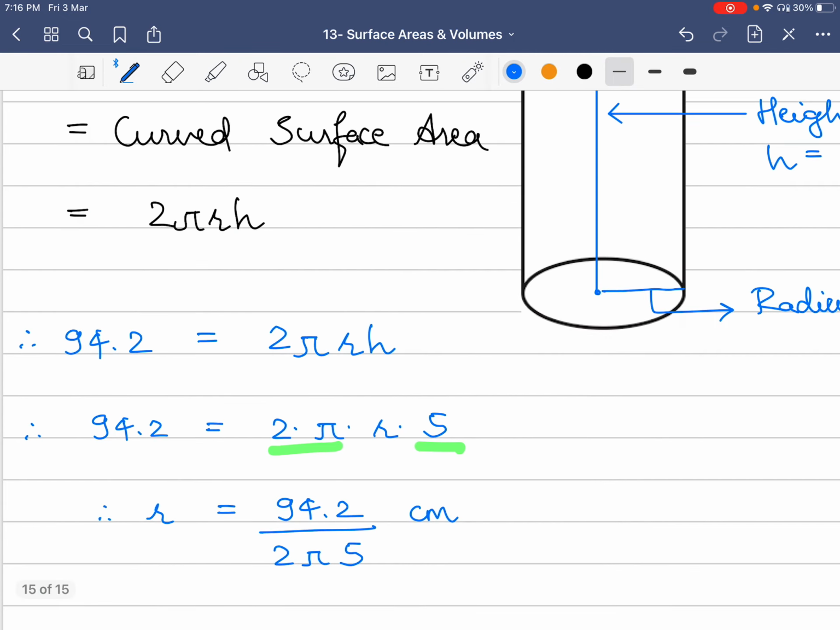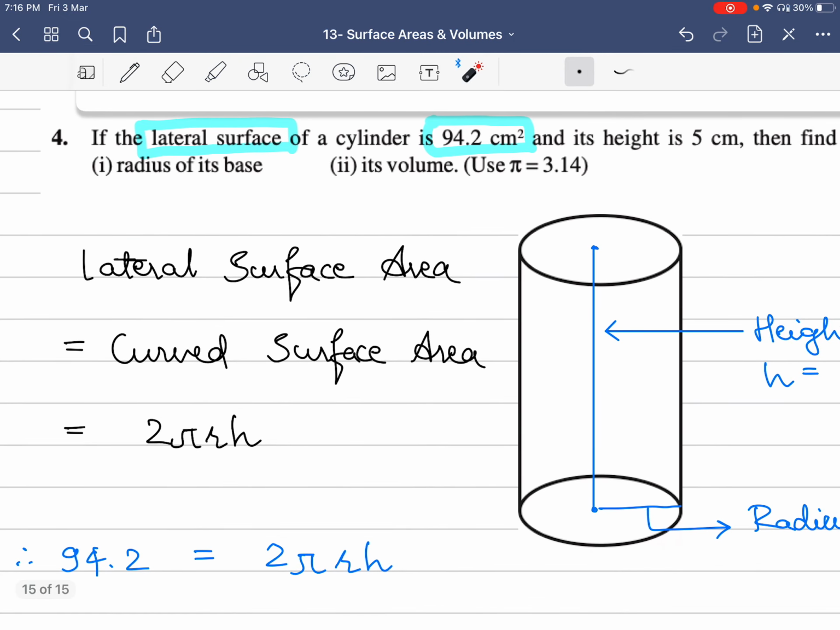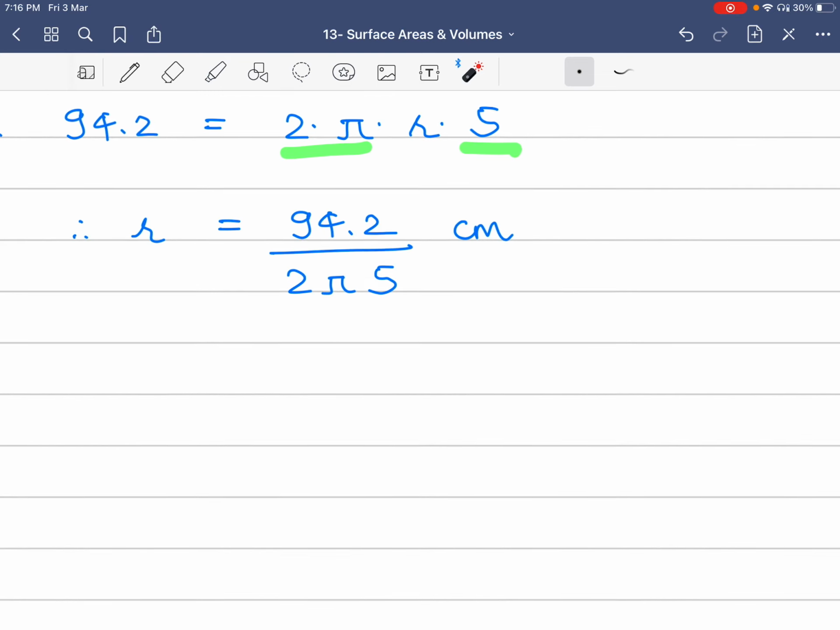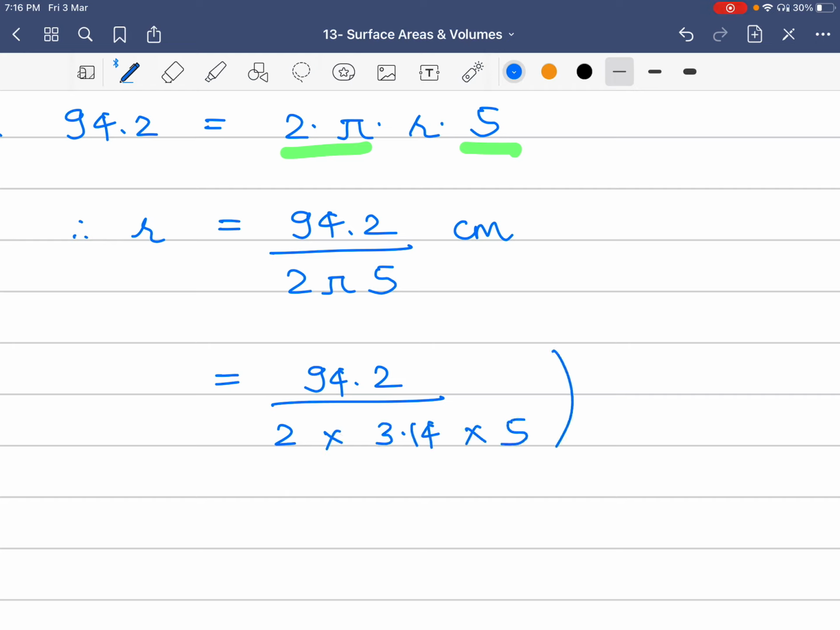Now we want to explicitly find the value of r. It is mentioned in the question. Find the radius of its base, and this is the value of pi. So let's substitute it. So I'm going to zoom in now. This is equal to 94.2 the whole divided by 2 into 3.14 into 5. This whole centimeter.